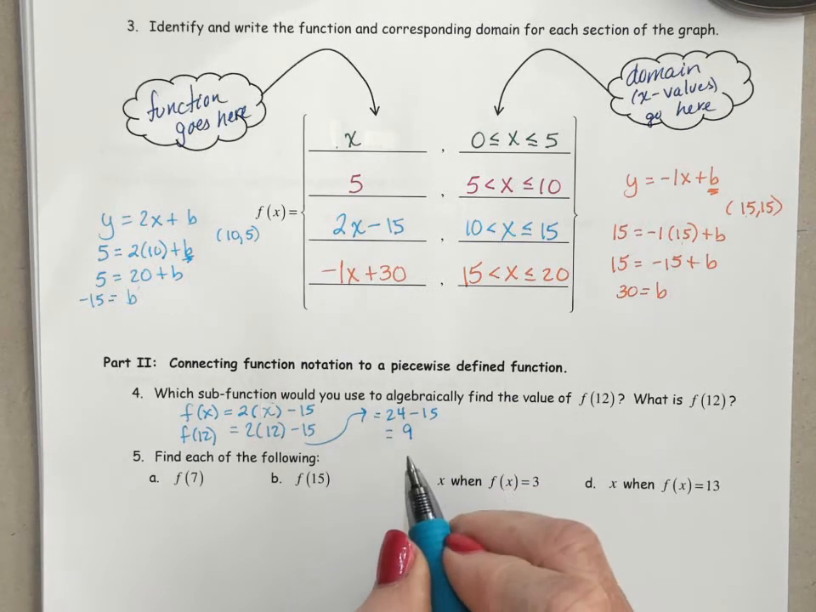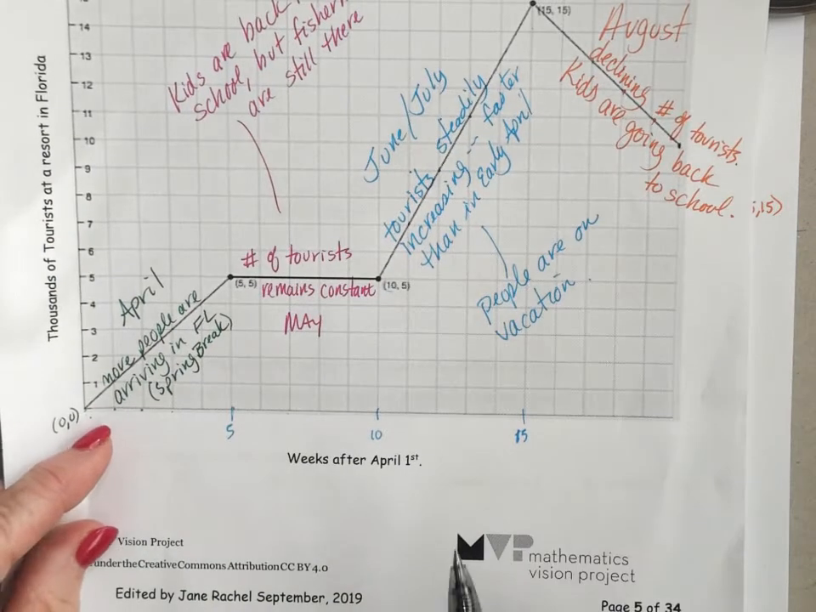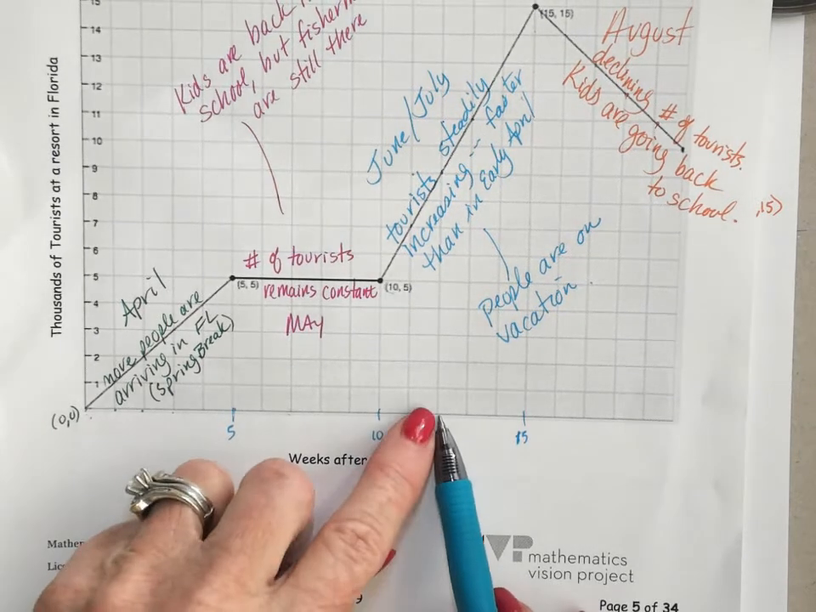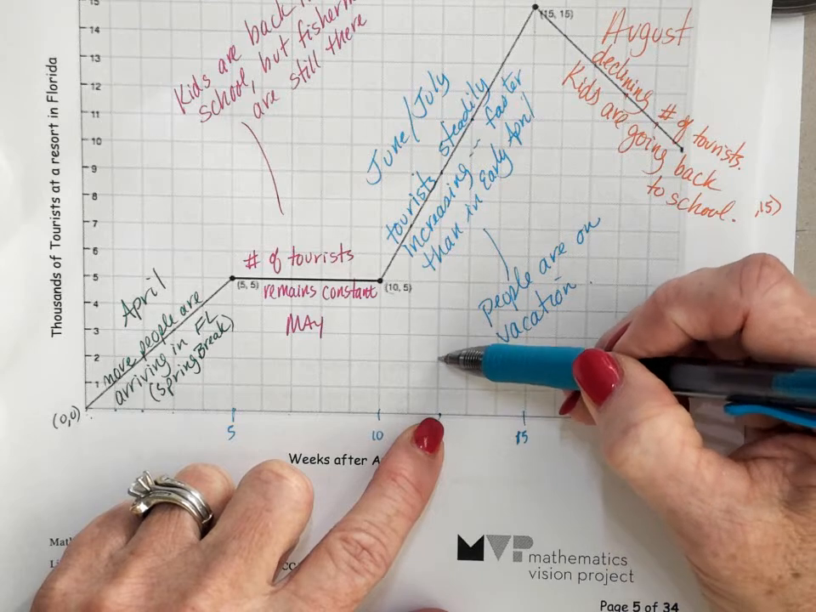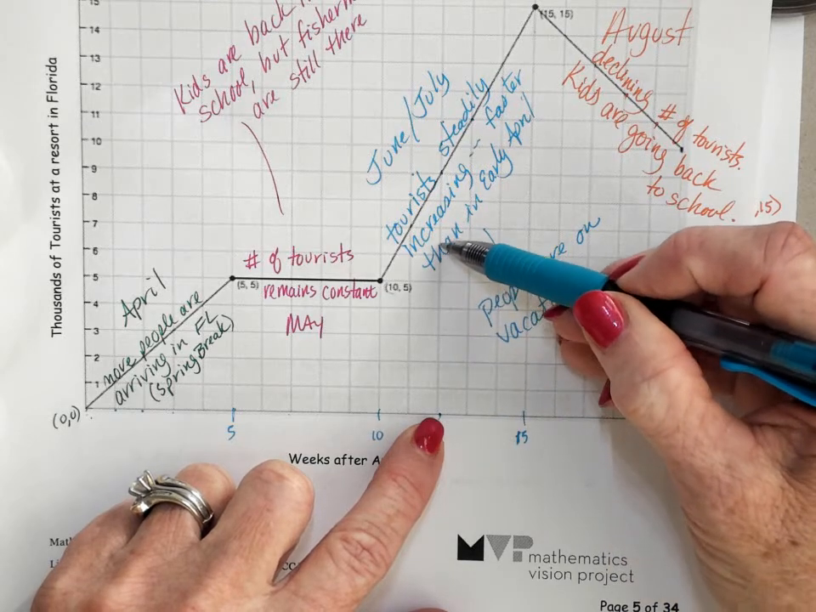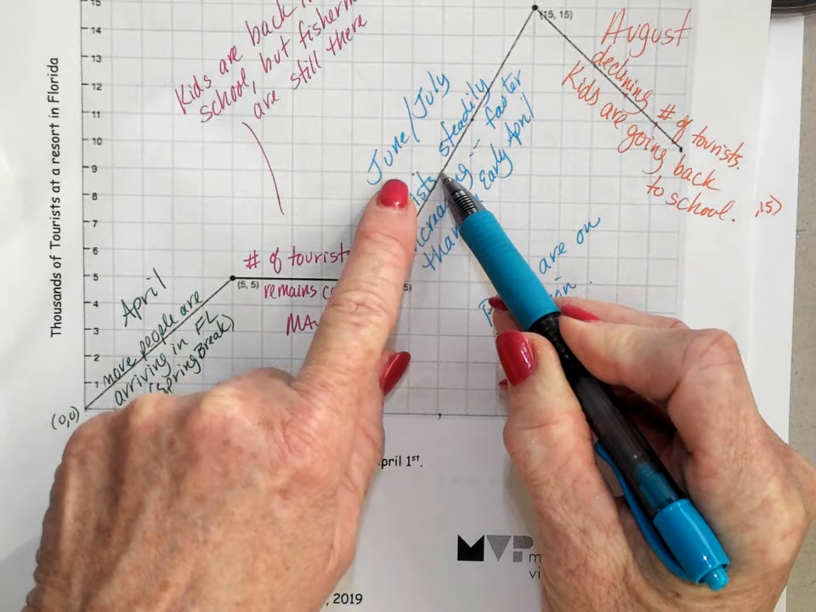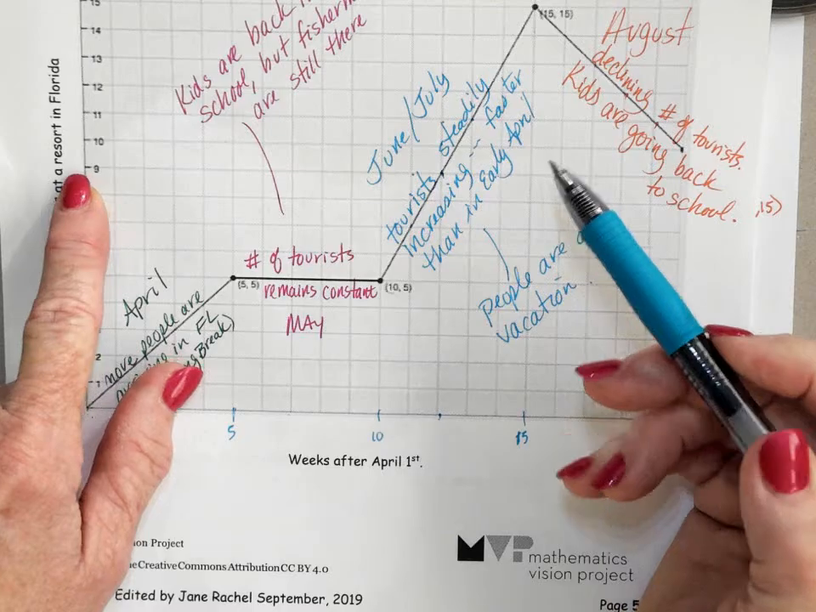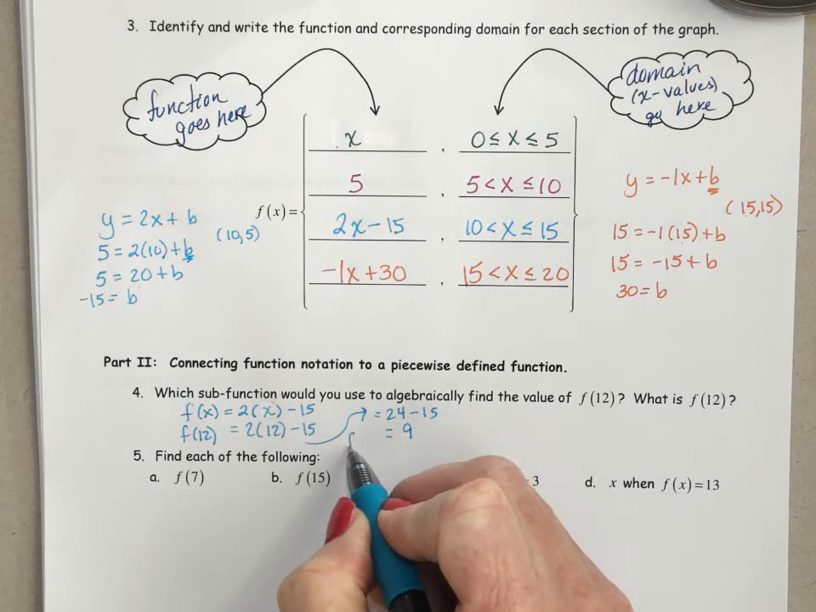So let's go back to the graph and see if that matches. When we plugged in x equals 12, do we get 9? Okay, I'm going to follow 12 up till it hits the graph. Right there. Let me take that across. Oh yeah, 9. Perfect. And what is f of 12? There's f of 12, right there, 9.